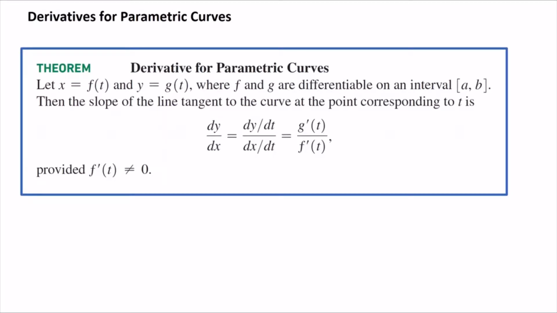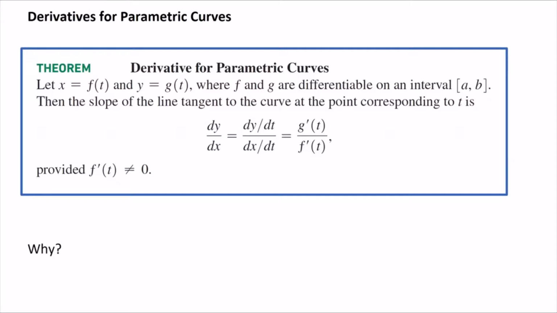Let x equal f of t and y equal g of t, where f and g are differentiable on an interval from a to b, including the endpoints. Then the slope of the tangent line to the curve at the point corresponding to t is given by dy/dx, which equals dy/dt all over dx/dt, which equals g prime of t over f prime of t, provided that f prime of t is not equal to 0.